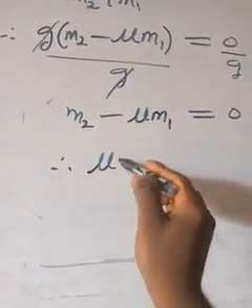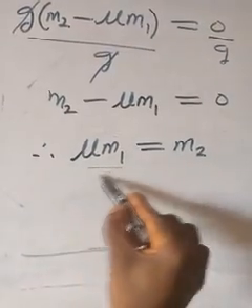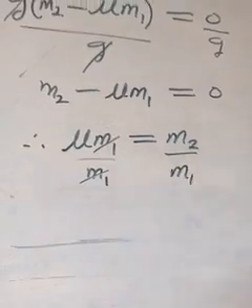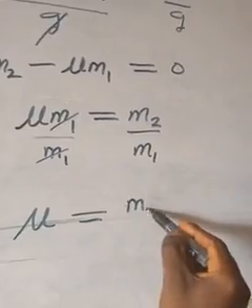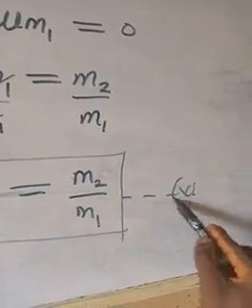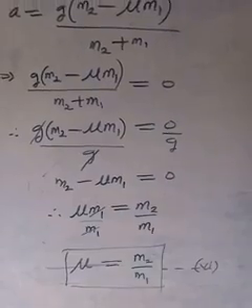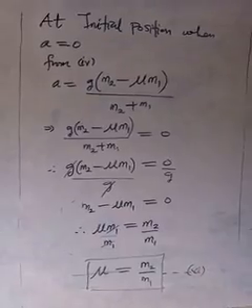Therefore, coefficient of static friction times m1 is equal to m2. If you divide both sides by m1, it will remove m1. So coefficient of static friction will now equal m2 over m1. So we can use this equation, let's call it equation 6, to determine the coefficient of static friction if it is required to calculate.